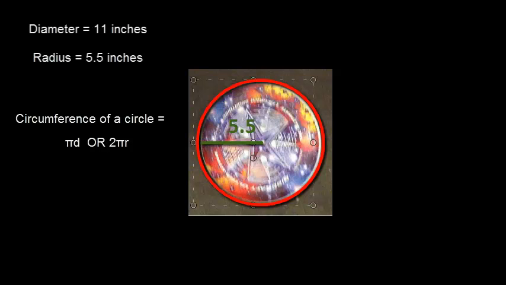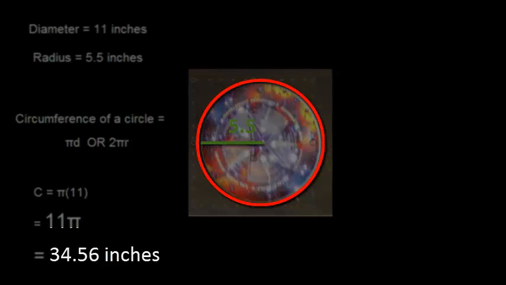Now, to find the perimeter or circumference of a circle, we use our equation 2 pi r, which is also pi d, but we'll use 2 pi r just for our sakes. Now, we just plug in 5.5 in for the radius, and we get that the circumference is pi times 11, or 11 pi, which if we plug into our calculator, we get 34.56 inches. Wow.